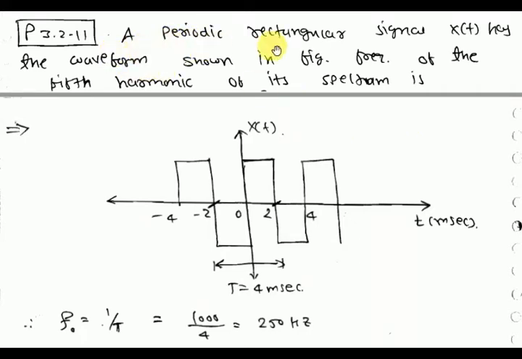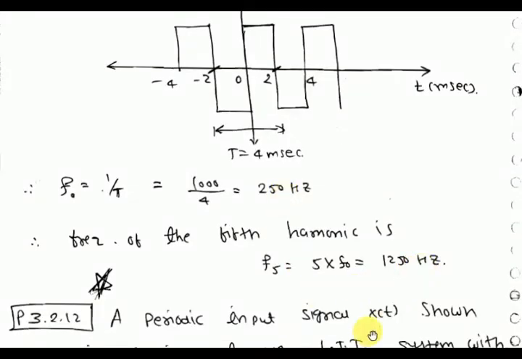One problem: a periodic rectangular signal x of t has the waveform shown in the figure. The frequency of the fifth harmonic of its spectrum is? We have to find 5 f naught, the frequency of the fifth harmonic of this signal. First of all, we have to find f naught, then 5 f naught. So what is f naught? F naught is 1 by T naught, and here T naught is 4 millisecond. So 1 by 4 millisecond equals 1000 by 4 equals 250 hertz. That is f naught, so 5 f naught will be 1250 hertz.